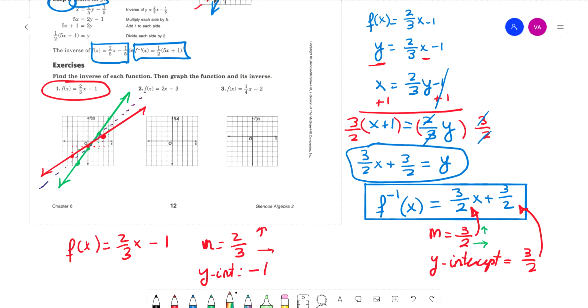And this is the way we find inverse functions following the 3 steps, and then we graph them because we get a function in the slope-intercept form, which is very easy to graph.